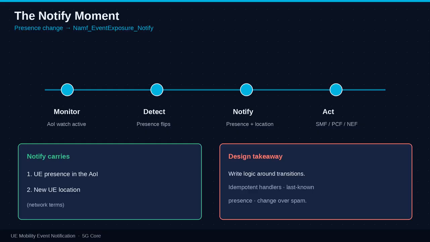Design takeaway: write your consumer logic around state transitions. Idempotent handlers, clear last known presence, and a plan for what to do when location is updated but presence did not change, or when both flip together.